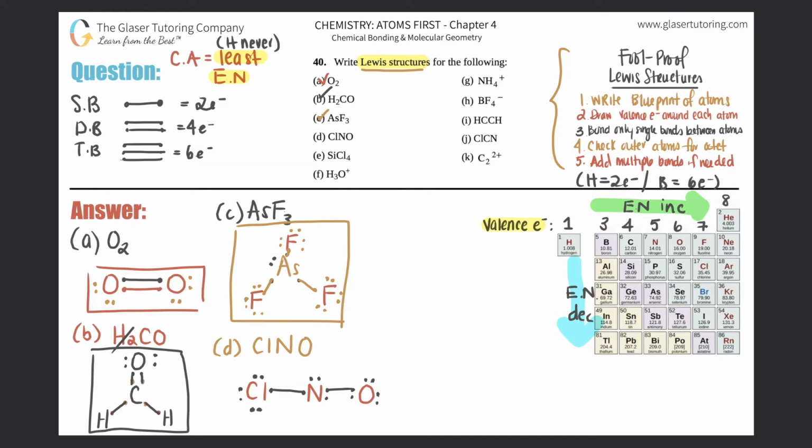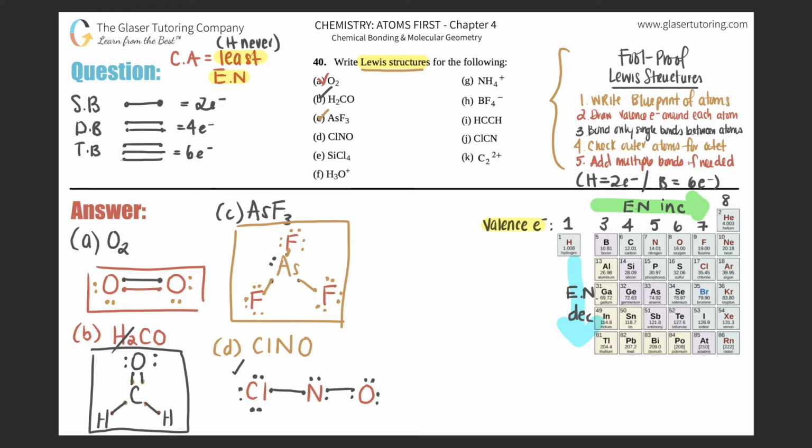And now let's double check the outer atoms for the octet. This chlorine has 2, 4, 6, 8 electrons, so this chlorine's good. Let's check the other outer atom, which is oxygen. 2, 4, 6, 7. Not too good.